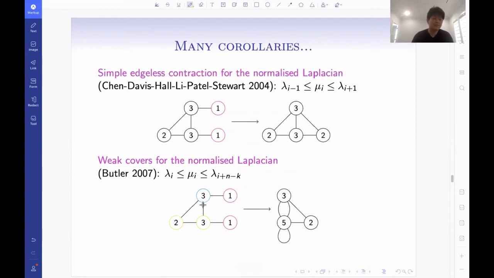Another question is what happens when you smush vertices together for the normalized Laplacian? Well, actually, that's exactly the smushing argument that we give. So we get to recover Chen, Davis, Hawley, Patel, Stewart's result, and Butler's result for what happens when you do this operation on the normalized Laplacian. You're just summing the degrees, and that's just the degree of the new vertex. And here's where using the convention that the degree of a loop is 2 is important, because this edge should contribute 1 and 1 here. In the smushed graph, I wanted it to contribute 1 plus 1. So each loop has to have degree 2 for this to work.